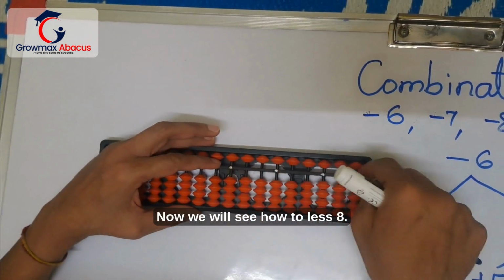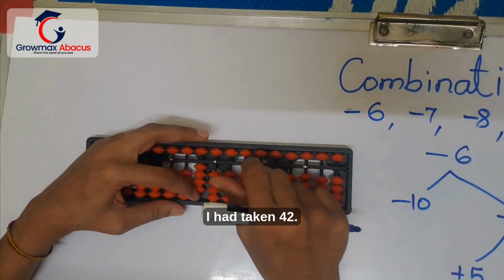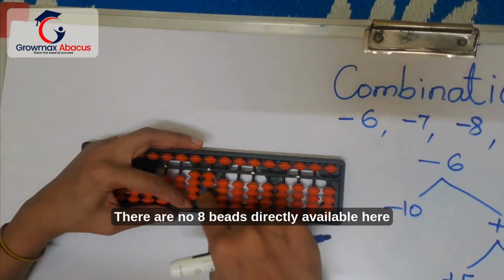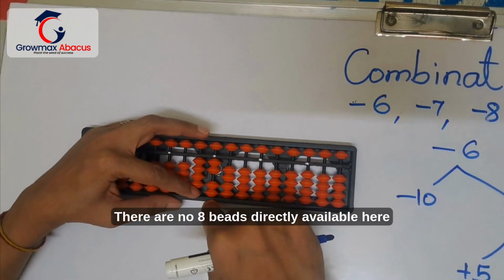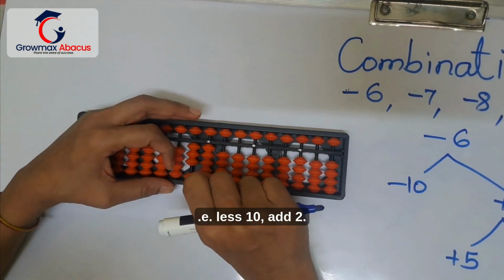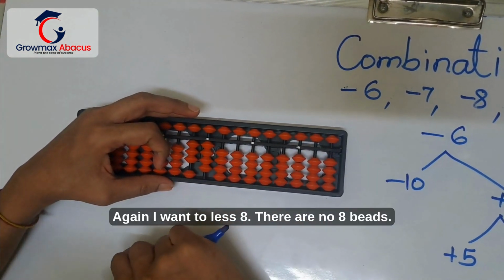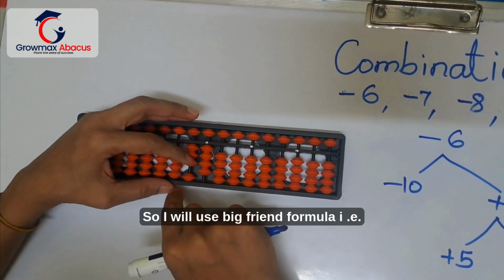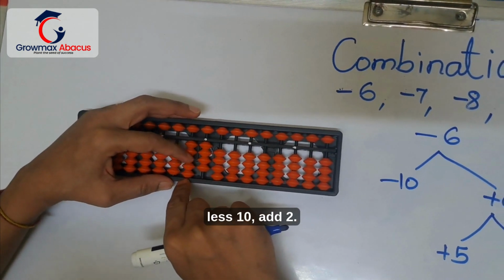Now we will see how to less 8. I had taken 42. Now I want to less 8. There are no 8 bits directly available here for lessing. Then I will use big friend formula, that is less 10, add 2. Again I want to less 8. There are no 8 bits. So I will use big friend formula, that is less 10, add 2.